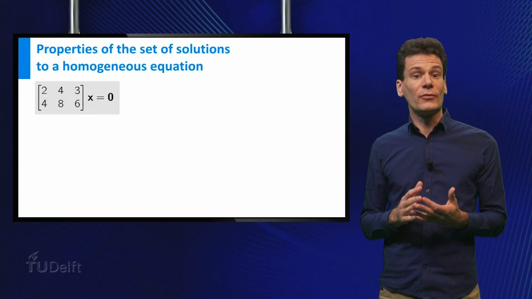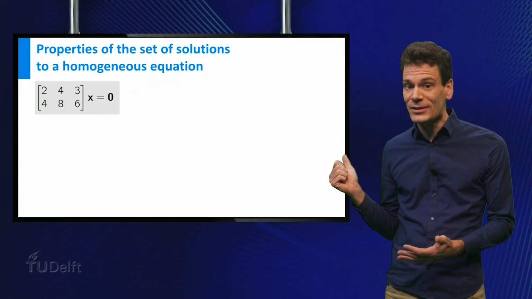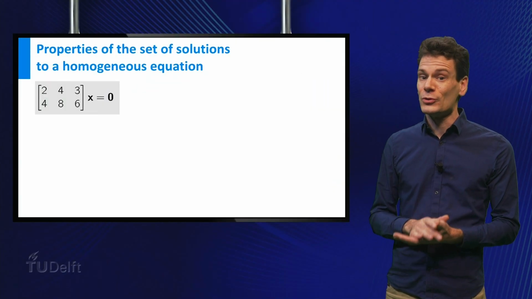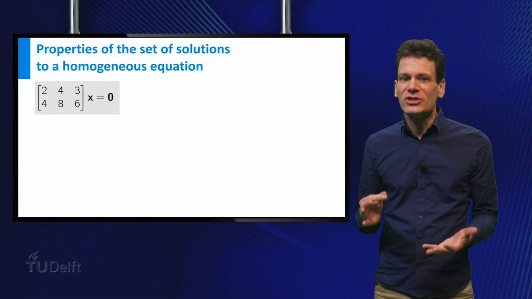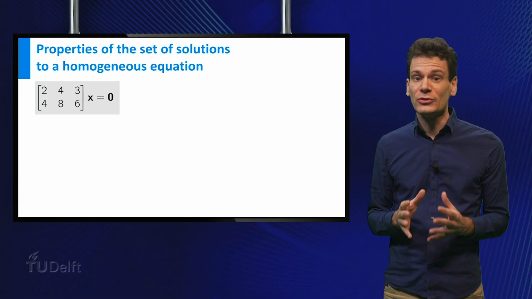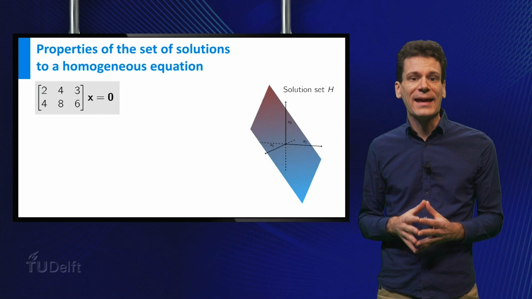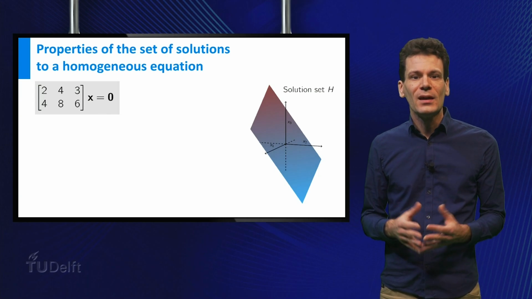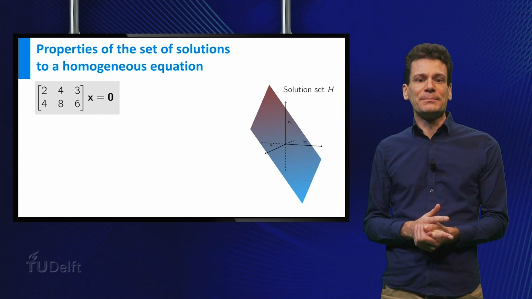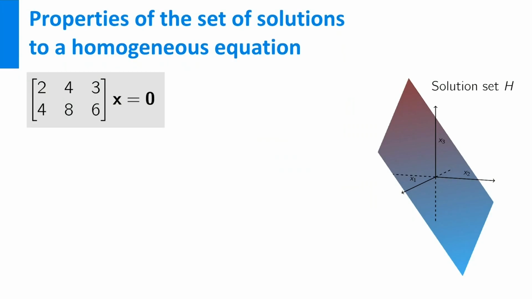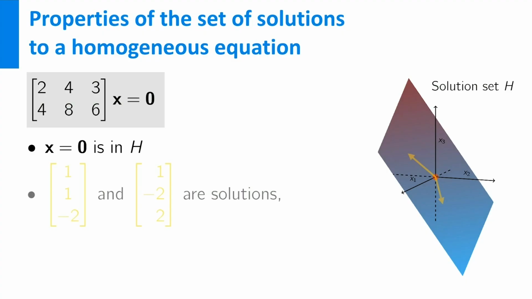Consider the solutions of the homogeneous matrix equation indicated on the slide. Let's call the solution set H. As you can check, for this equation, the solution set H can be visualized as a plane in R3 through the origin. Let's look at some properties of this set. First of all, we know that the zero vector must be a solution of the equation, so the zero vector is contained in H.